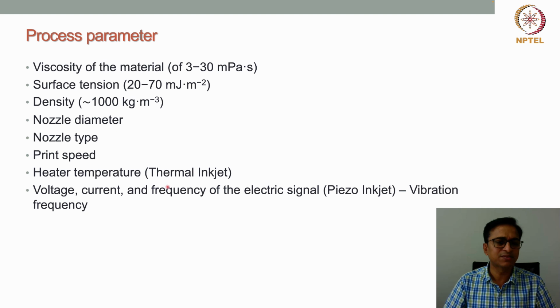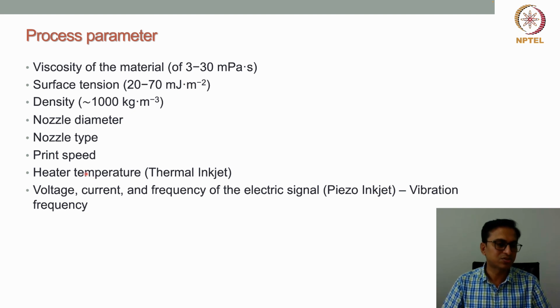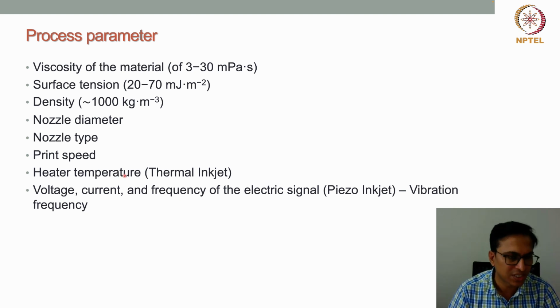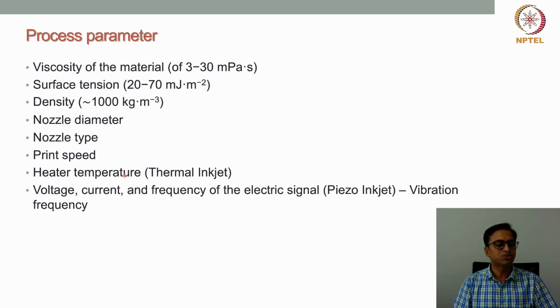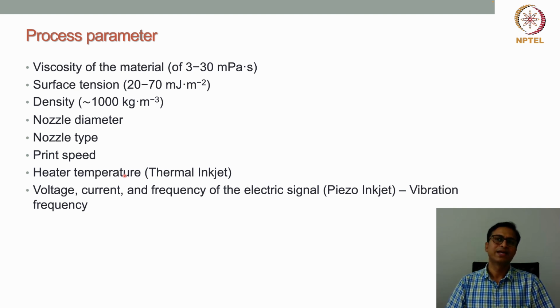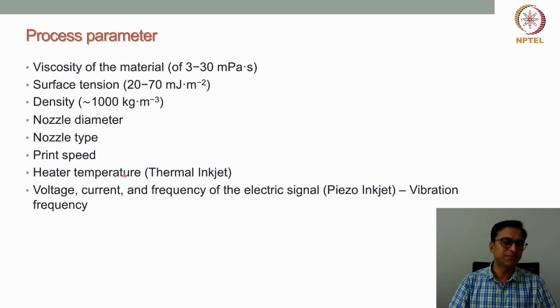The other thing, for thermal inkjet, is the heater temperature, and the signal that is given to the heater. That is very important. What temperature you use matters, because we cannot use very high temperature. Suppose we are using some biomolecules, bioactive factors or cells, then it can be detrimental for those. But if your heater temperature is too low, then it will not be that effective. So you have to have a balance.